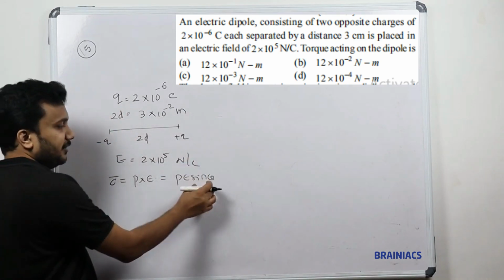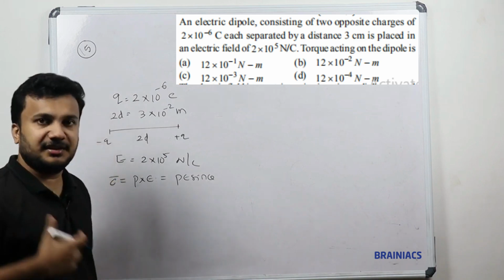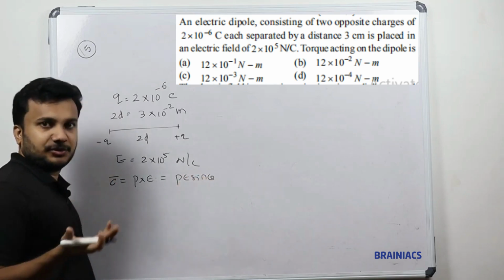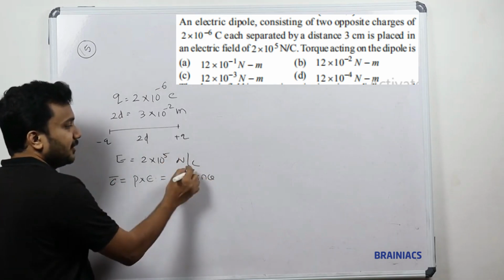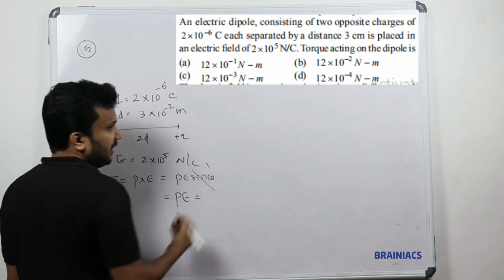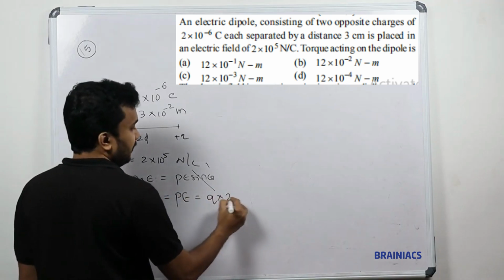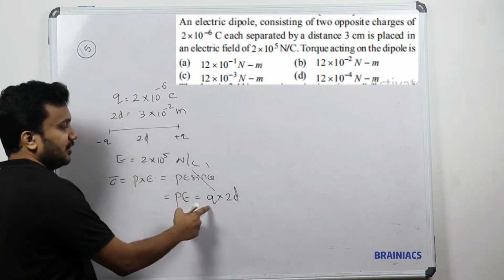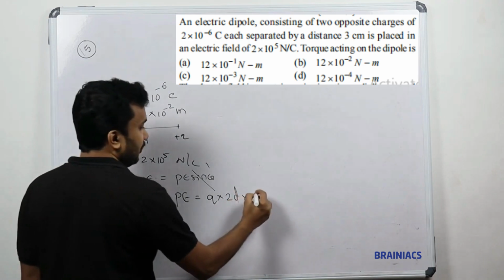If theta is not given in the question, then this factor you can consider to be 1. If theta value is given in the question, we have to take it as given. So what's the formula? Just PE. PE means what? Q into 2D. We have learned this in the theory sessions: dipole moment is charge into distance between the dipole, into electric field.